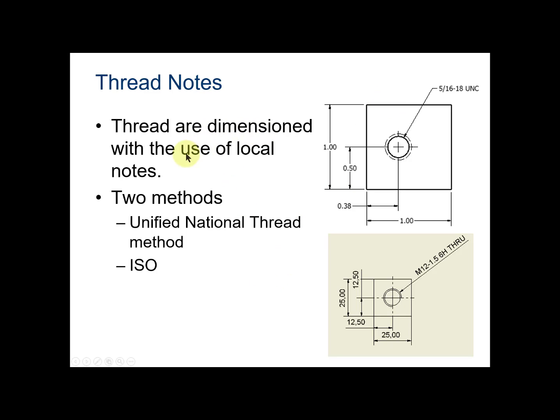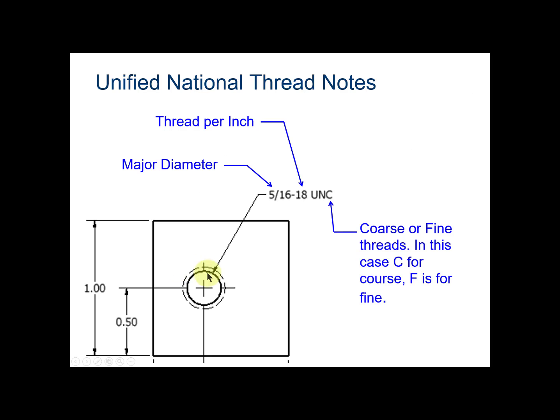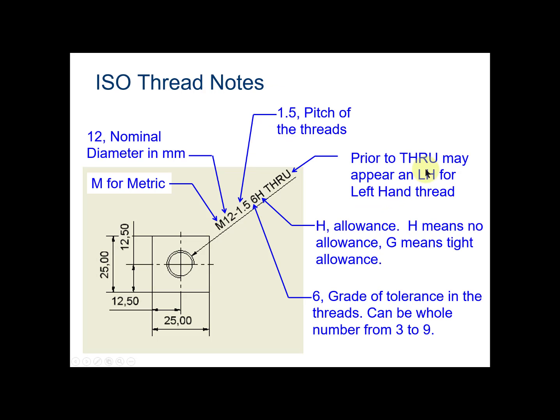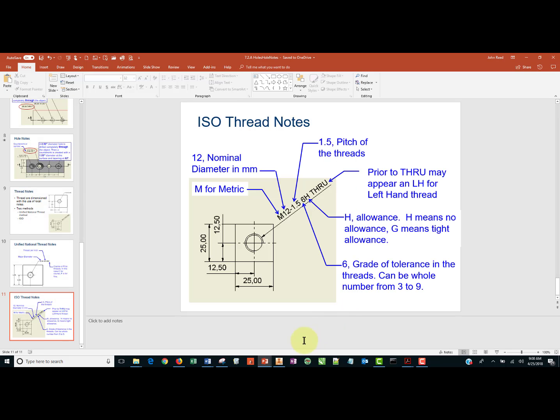So threads are dimensioned with the use of local notes. Two methods are Unified National Thread Method and ISO. For Unified National Threads, we have the major diameter of the hole, the threads per inch, and UNC with the C being coarse. There will be an F there if it's fine, coarse or fine threads. We're going to skip ISO thread notes, and we're going to end that presentation there.